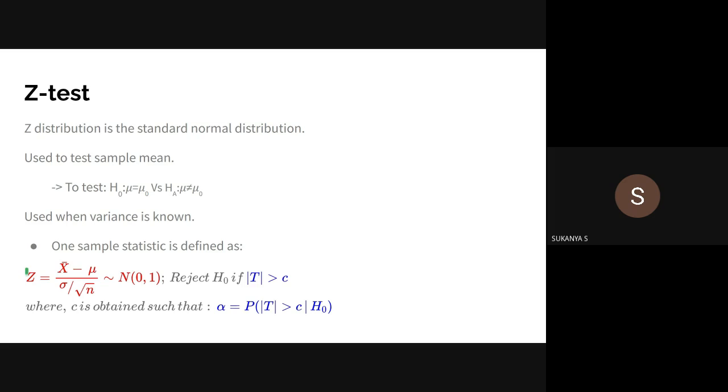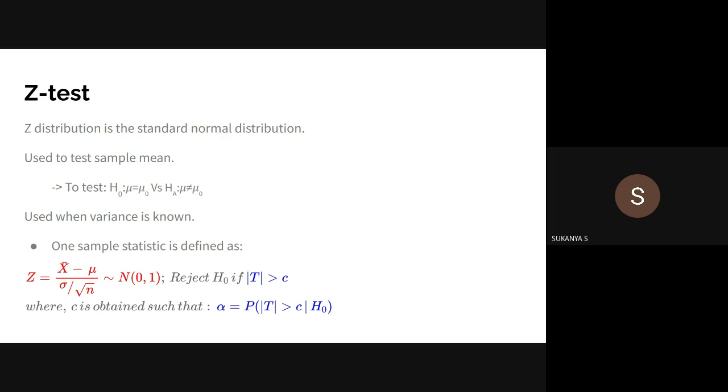So the statistic Z is defined as x bar minus mu divided by sigma by root n. That is, any random variable, when it is subtracted by its mean and divided by its own standard deviation, follows a standard normal distribution. That is the normal 0, 1 distribution.